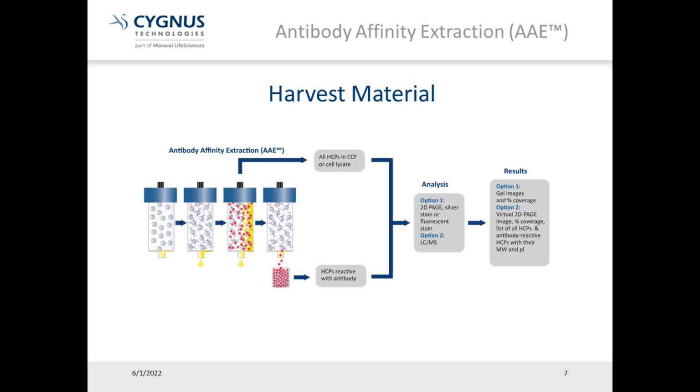Now, for the last few years, the most common detection method has been large format 2D silver stains. However, more recently, many companies are opting for mass spec detection for the coverage analysis. So with the 2D gels, you get the 2D gel images and a percent coverage, but there's not a lot of other information. When using mass spec, the results are a virtual 2D image that's color-coded to reflect the matched spots, a percent coverage, a list of identified HCPs, the molecular weights, and the isoelectric point of each host cell protein.